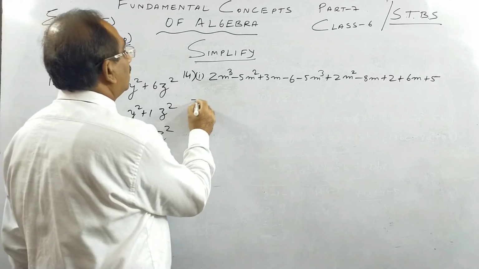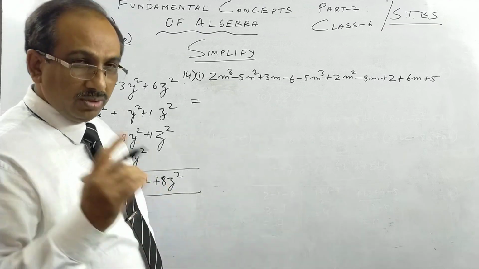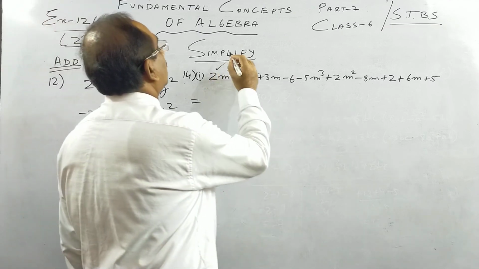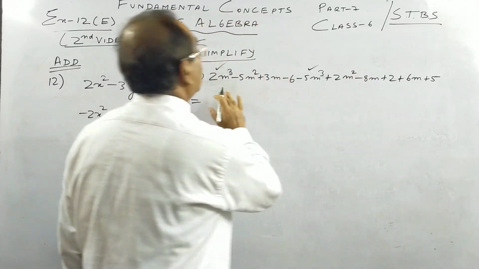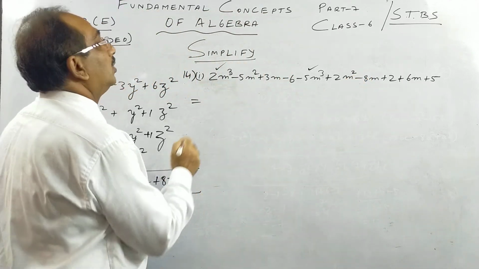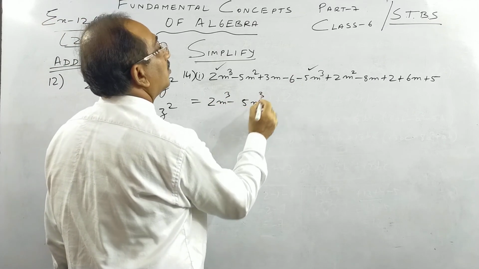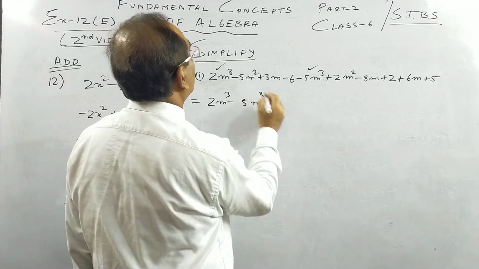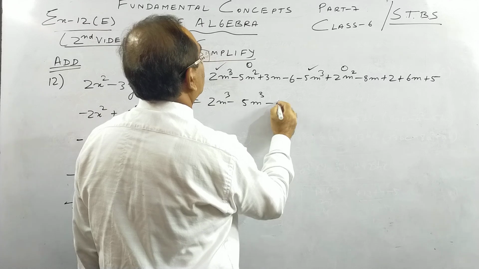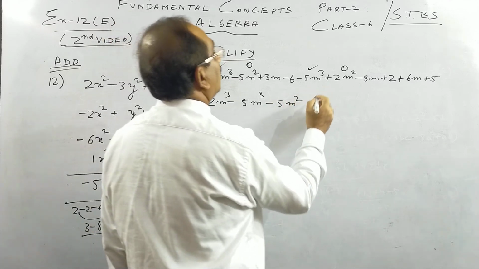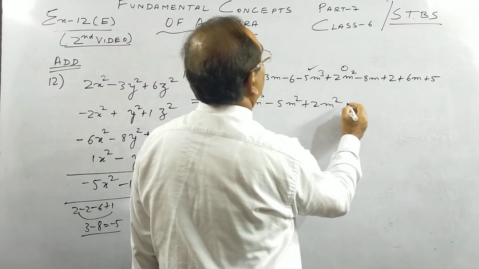So here, children, this is the first question I think on row operation. So what I'll do here, see nicely, all the cube terms I'll put together. So wherever I see cube, children, I see basically 2 cube terms over here. So 2m cube minus 5m cube. If you see square terms also, children, this is a square term and this is a square term. So minus 5m square plus 2m square. Okay, then plus 3m.